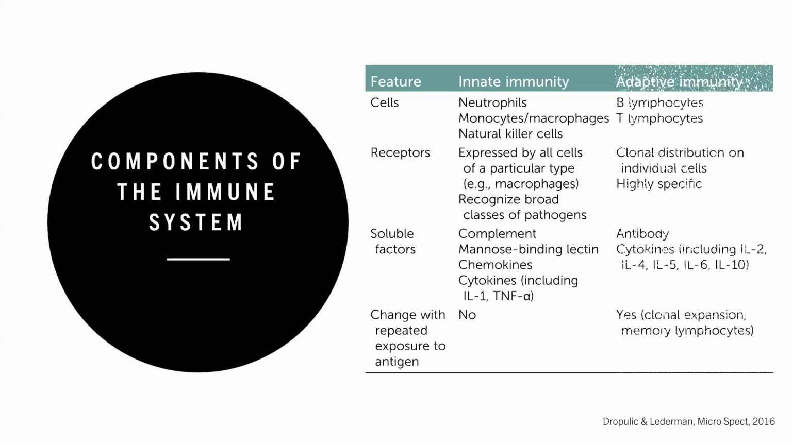Whereas your adaptive immune system, the cellular components are B and T cells. Their receptors are clonally distributed and very highly specific. Soluble factors involve different cytokines, and they clonally expand. So they're very specific to a particular infection. And when you get exposed to that antigen again, they clonally expand in order to be able to target a particular infection. Whereas your innate immunity generally has a broad ability to recognize pathogens with pattern recognition receptors that will recognize things like DAMPs and PAMPs. You may remember that from your immunology classes.